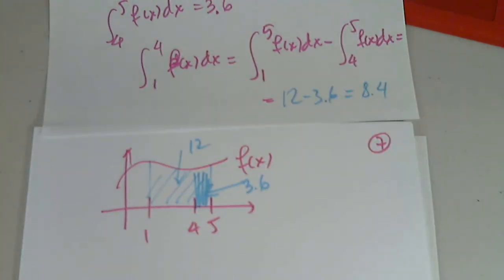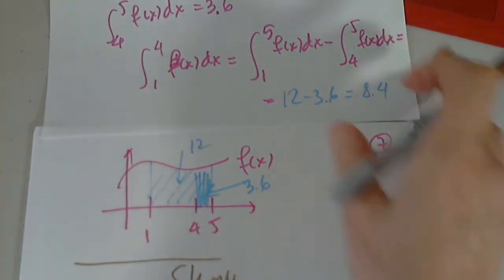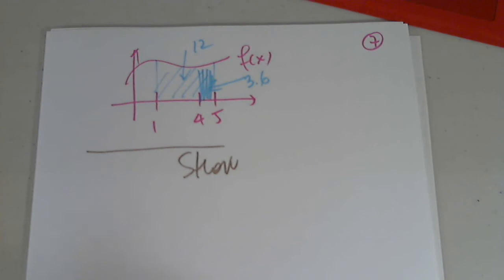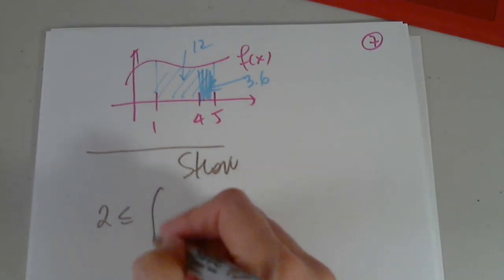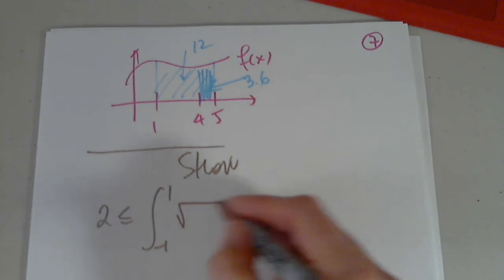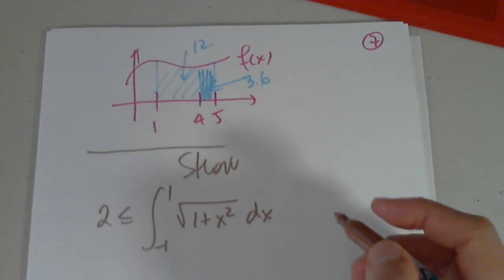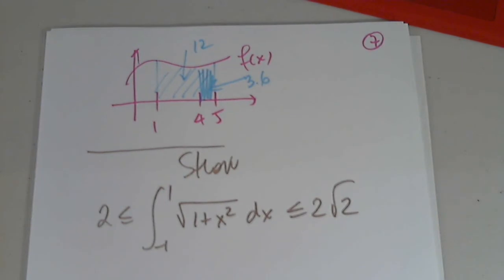Let's use some more properties now on something more interesting. For example, we're asked to show the following: 2 is less than or equal to the integral from -1 to 1 of the square root of 1 plus x squared dx, and it's less than or equal to 2 times the square root of 2. And the problem says, use the properties of integrals to verify the inequality. Do not calculate anything, in other words, just verify the inequality.